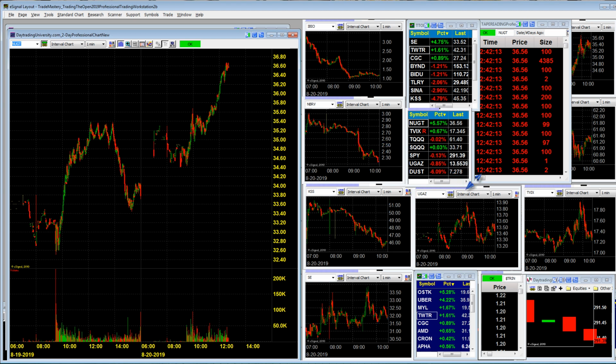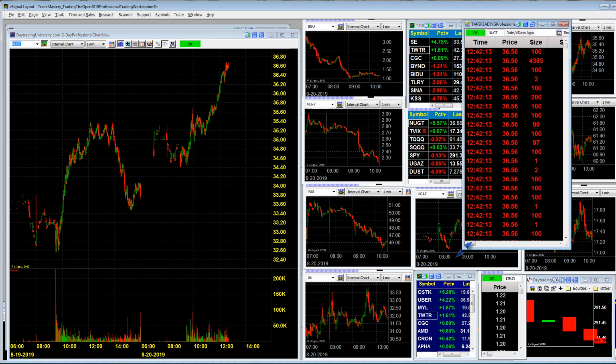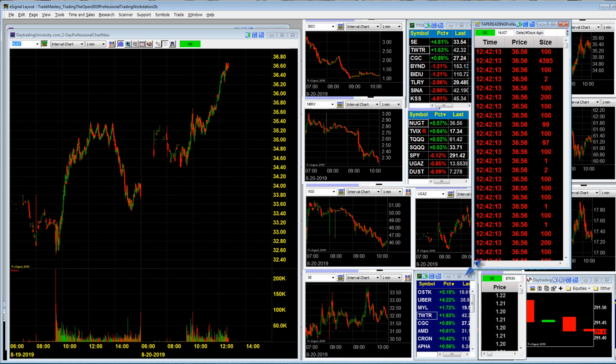Another thing to look at carefully is time and sales, or tape reading, and it's good to have a large time and sales window. Bullish trades are going off in green, that means they're going off at the ask, and bearish trades are going off in red.